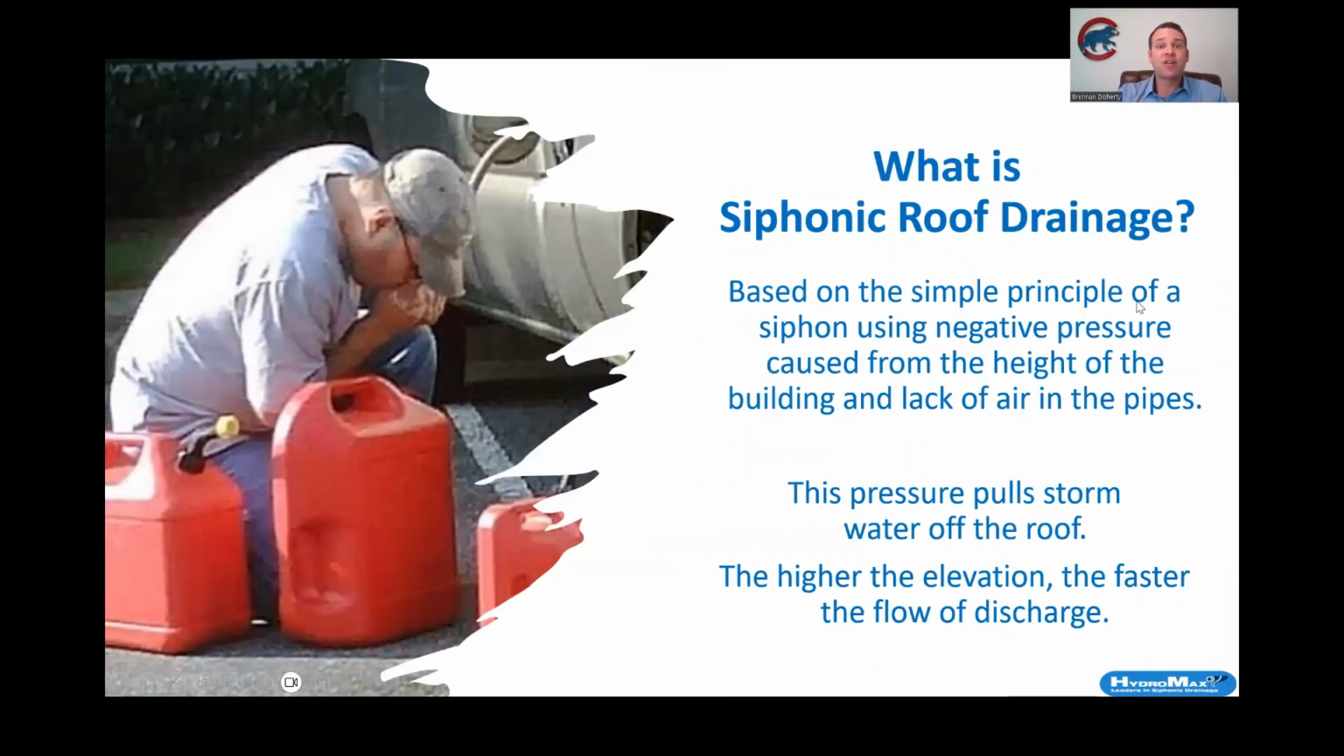What is siphonic drainage at its top level? When you were stealing gas from dad's car back in the day, we got that hose primed with fuel. We created a siphon effect. The fuel just keeps coming out. That's exactly what we're doing, except at the roof level.